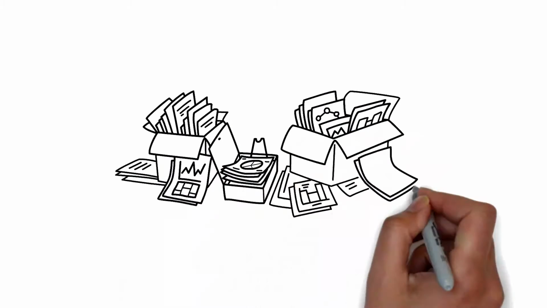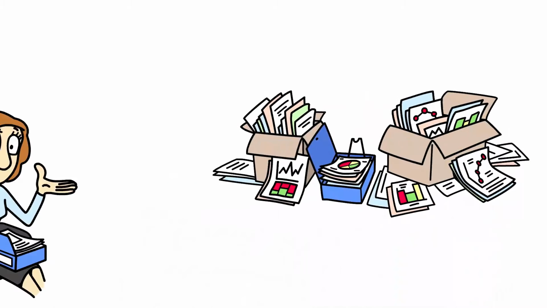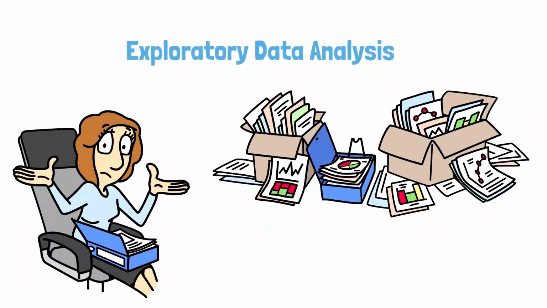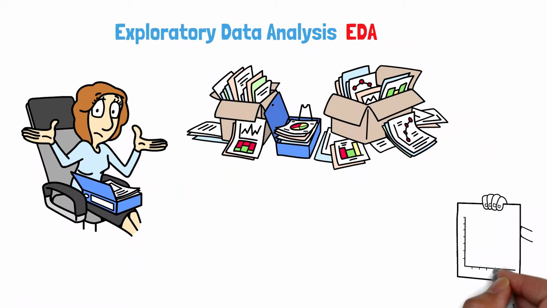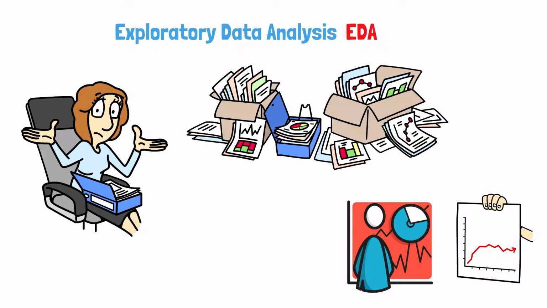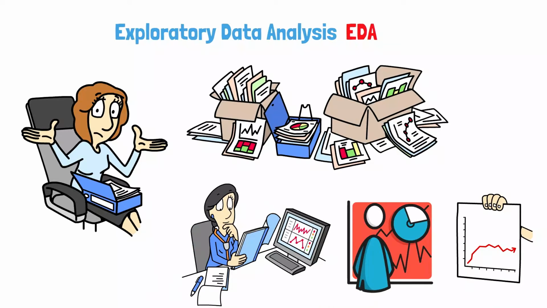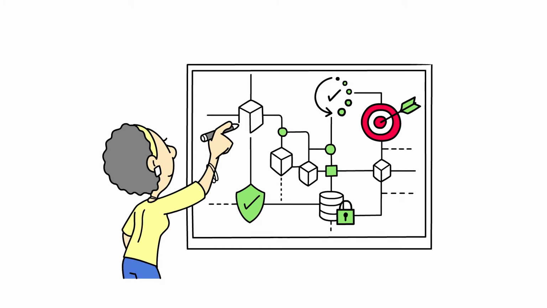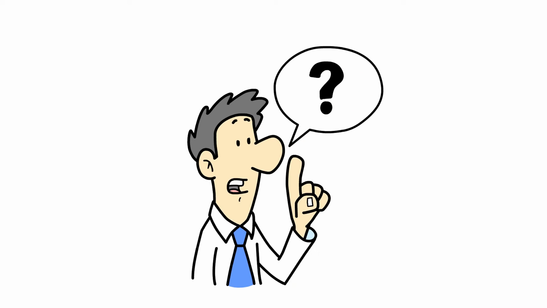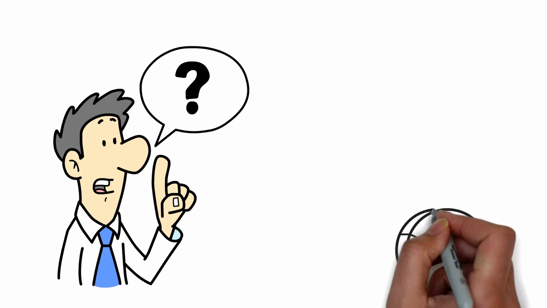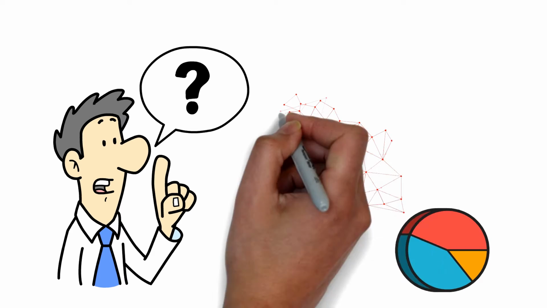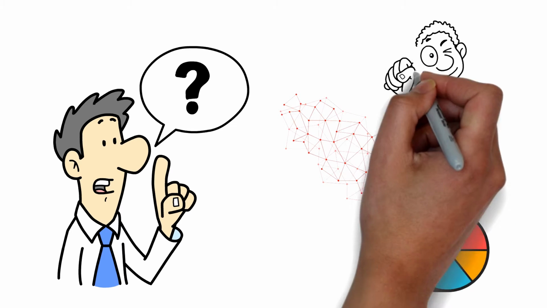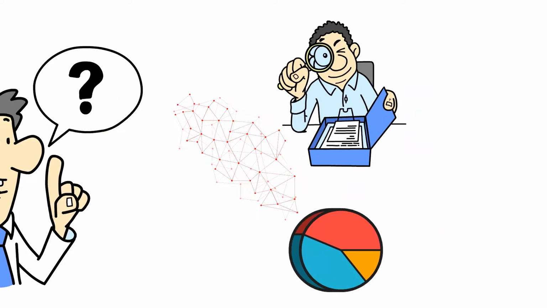Have you ever stared at a raw dataset and wondered where to begin? Exploratory data analysis, EDA for short, is your toolkit for uncovering trends, spotting anomalies, and generating hypotheses before you dive into modeling. EDA isn't about fancy models. It's about asking the right questions. Your goals are to understand distributions, uncover relationships between variables, and detect outliers that might skew your insights.